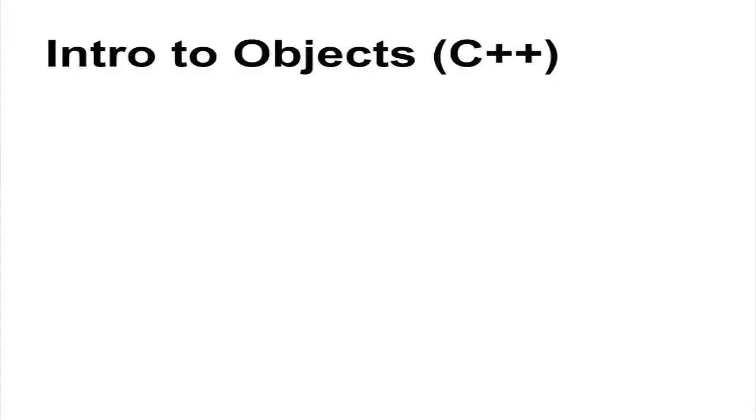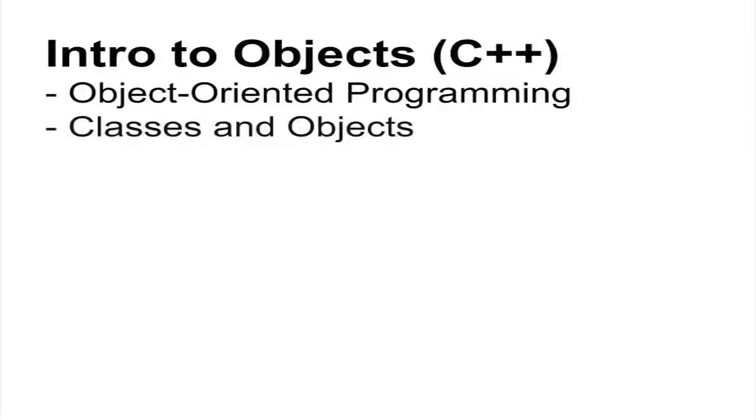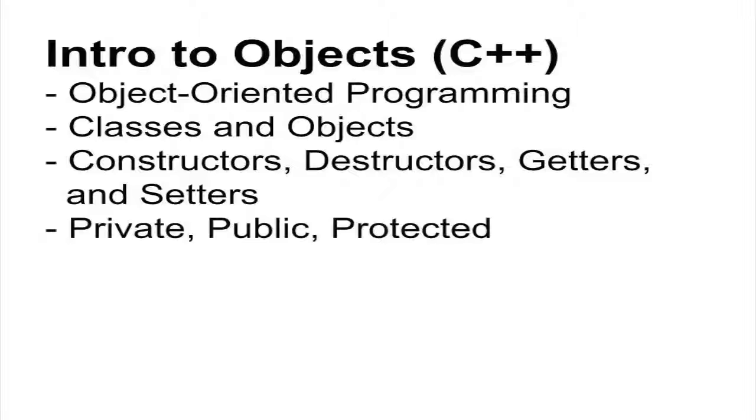In this tutorial, you will be taking an introductory look at object-oriented programming in C++. Here we will look at classes and objects and their various components. We will look at the basic types of class operations, such as constructors, destructors, setters, and getters. Finally, we will look at the keywords private, public, and protected.